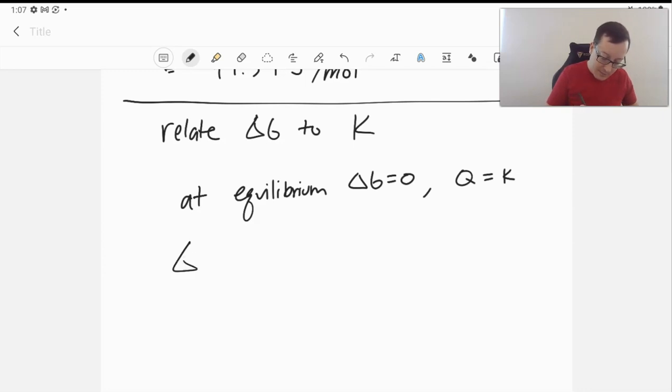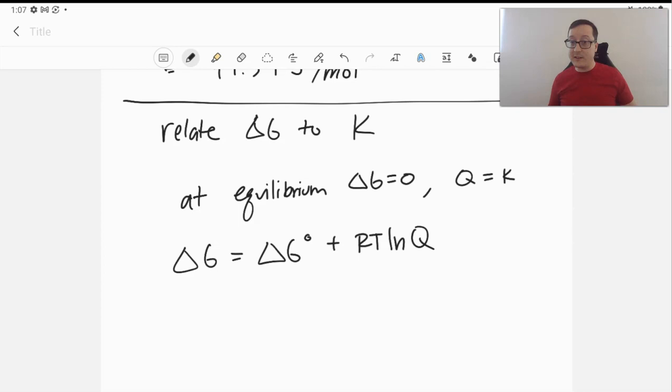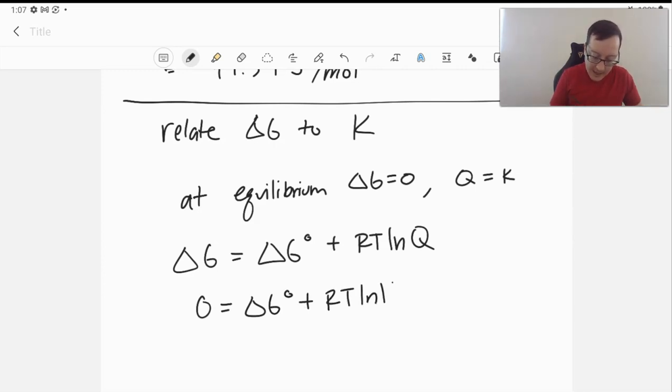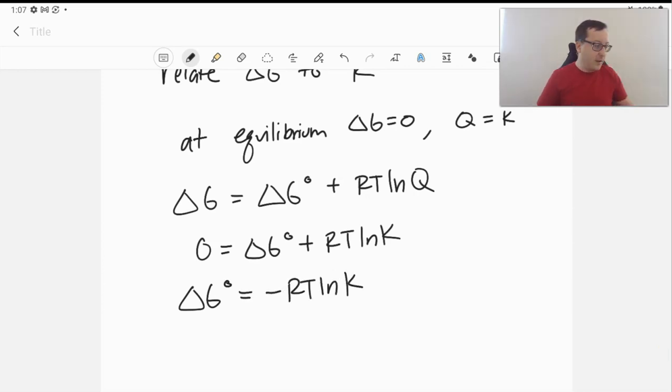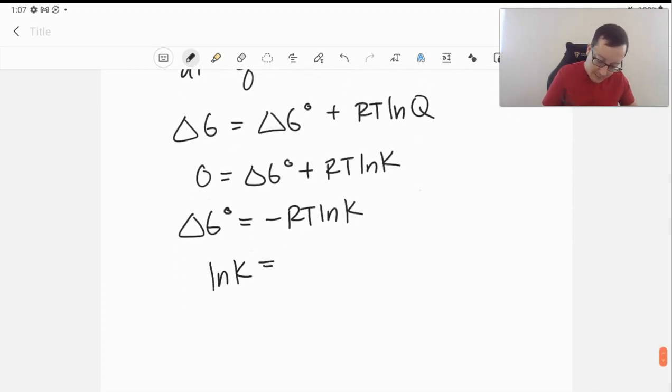So if we take that equation from the last video, if your brains have recovered from that, if we sub in these equalities in here, we get 0 is delta G plus RT ln K. We can now move the RT ln K to the other side and get delta G at standard conditions is negative RT ln K. And so we can rearrange this as well. If we do some magic math, ln K would be equal to negative delta G over RT.